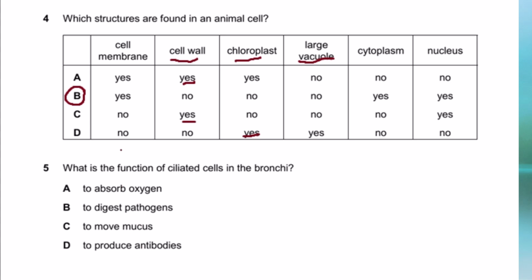Okay, the next one, what is the function of the ciliated cells in the bronchi? Well, absorbing oxygen, that's further down. Digesting pathogens, no, that's a white blood cell. Move mucus, that sounds just about right. Let's choose that one.